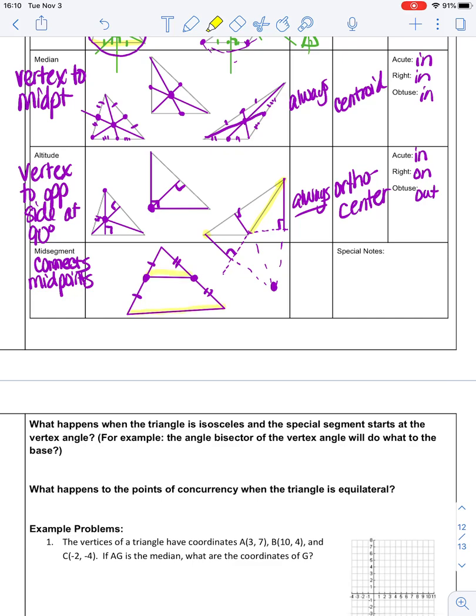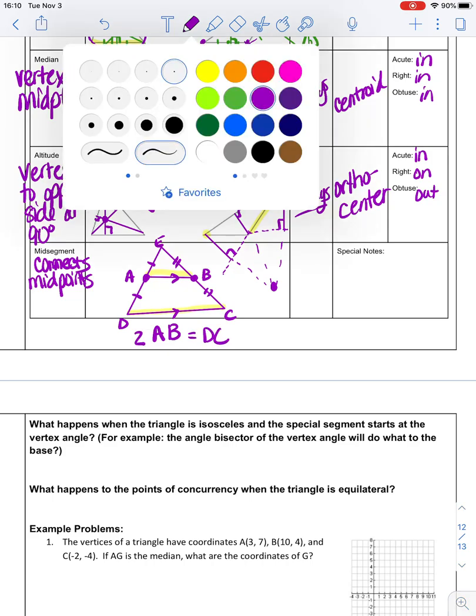The mid-segment is parallel to its base. When you connect the midpoints, it will always be parallel to the other base. It is also half as long. So it's parallel, but then if I call this A, B, C, D, and E, then AB is half of DC, or it takes two ABs to make one DC.